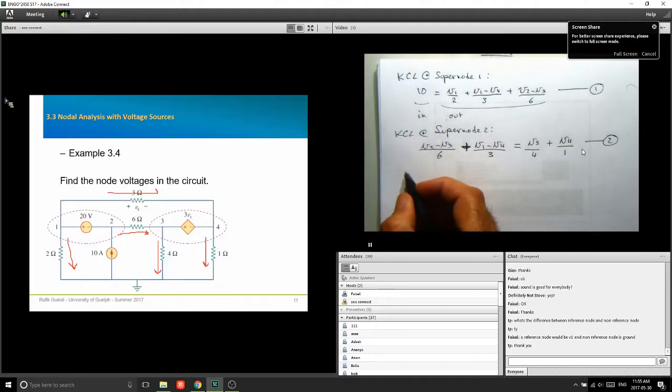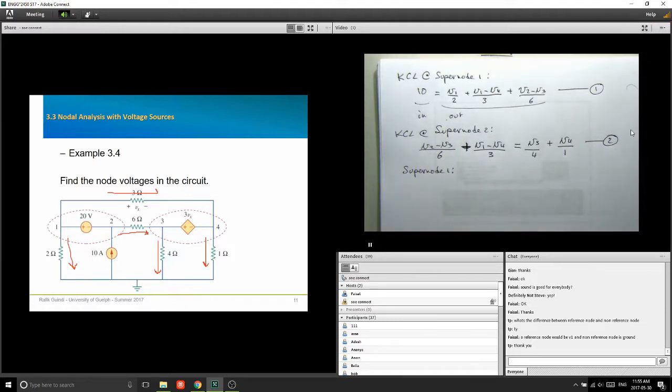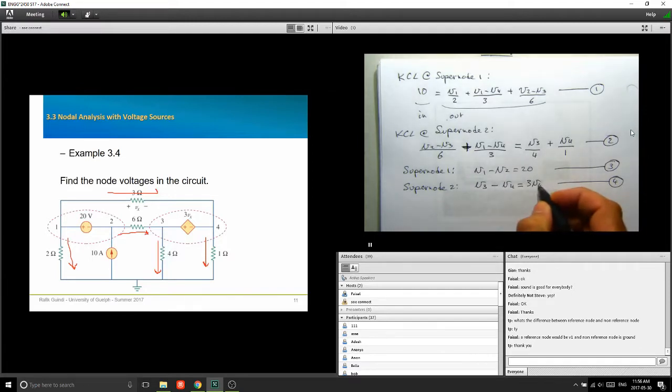The supernodes. From supernode 1, 20 volts, that's the difference between V1 and V2. So you have V1 minus V2 equals 20. That's your third equation. And your fourth equation is V3 minus V4 equals 3Vx. Okay, Vx.